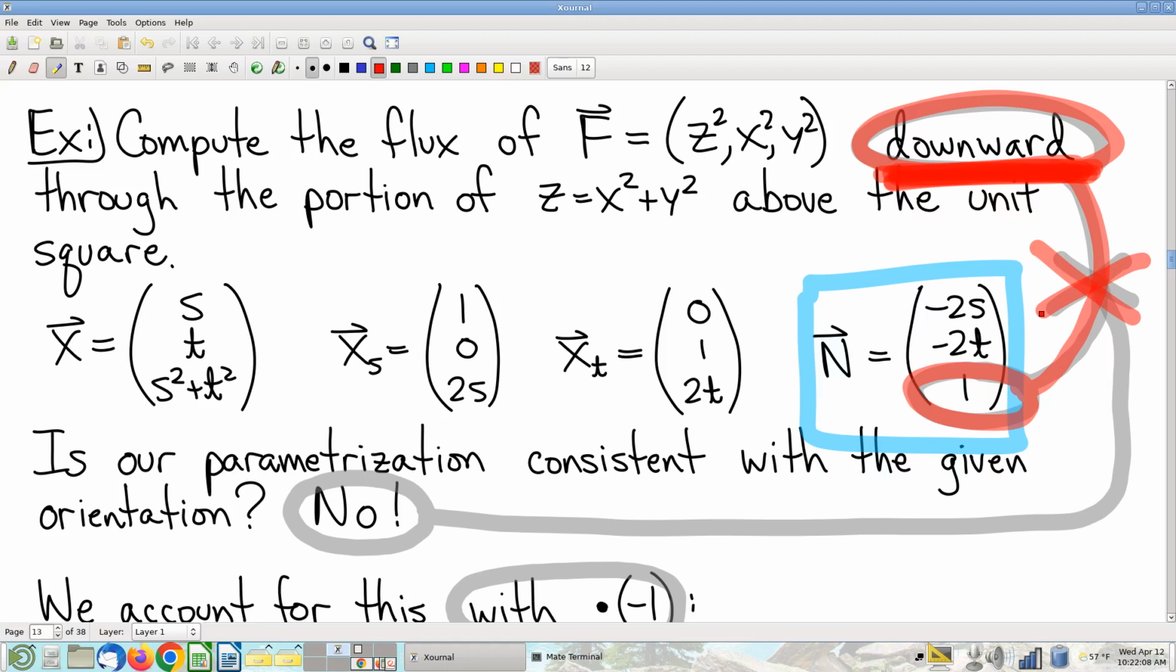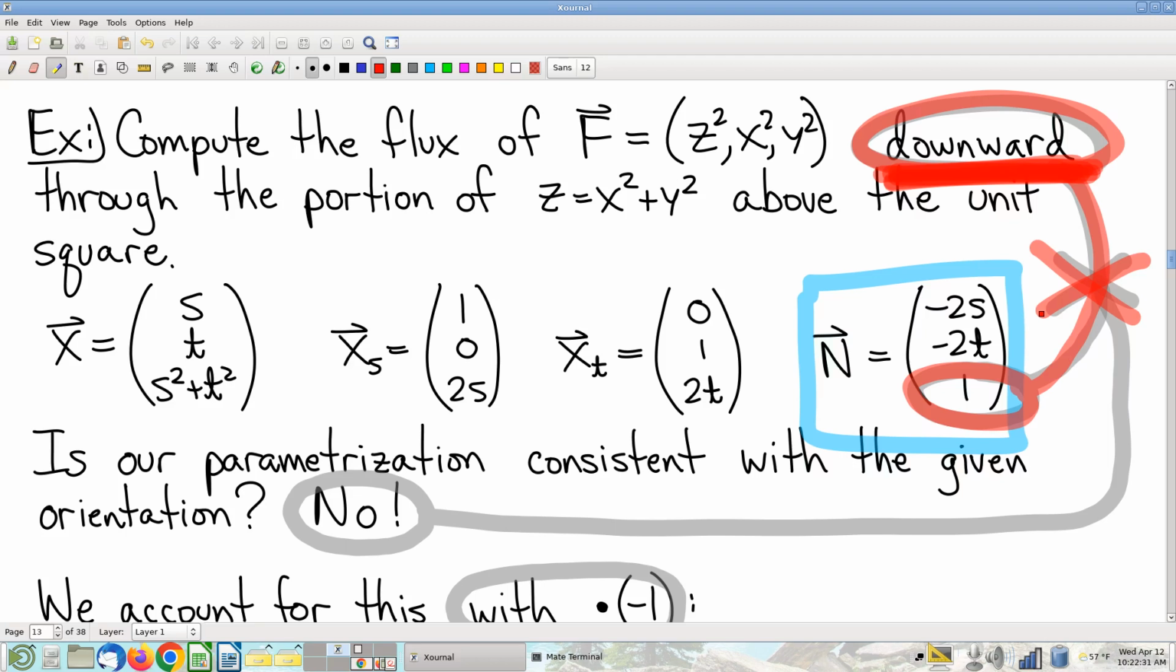Let me pause there. I want to make sure everyone sees what the problem is before I go on and address the next thing. Okay, how do I deal with this? How am I going to account for the fact that my parameterization is the wrong way? Oh gosh, I'm not going to reparameterize. I don't need to reparameterize.